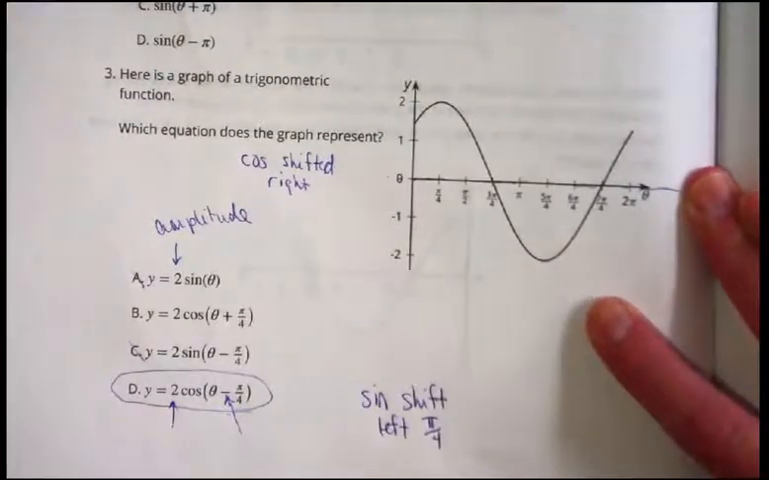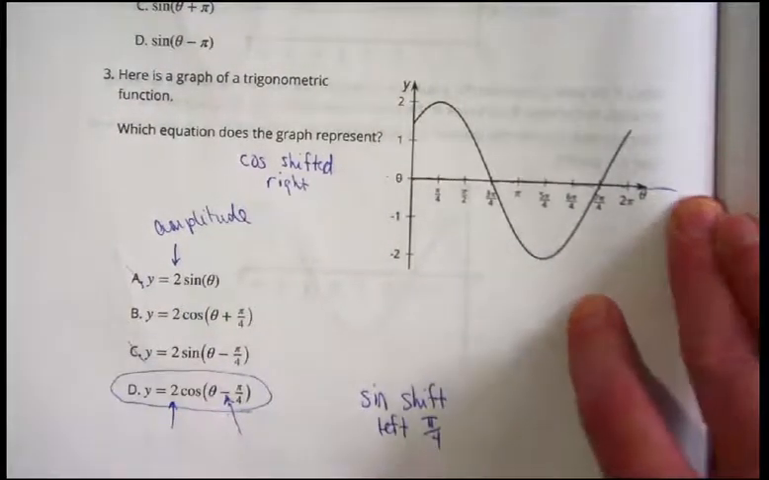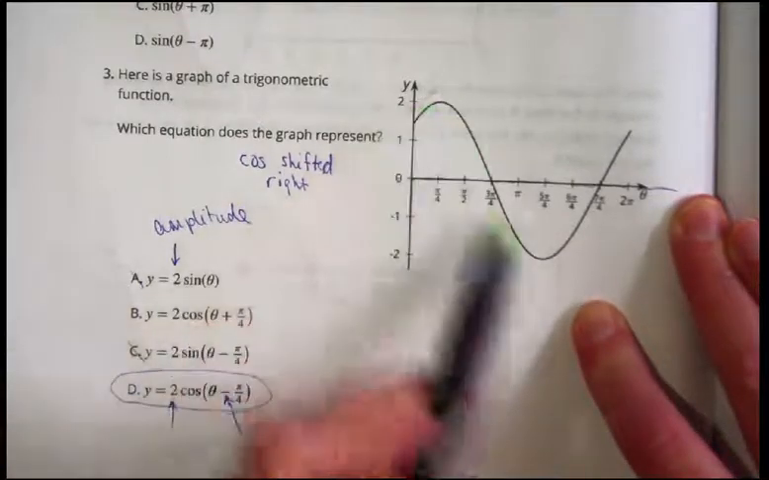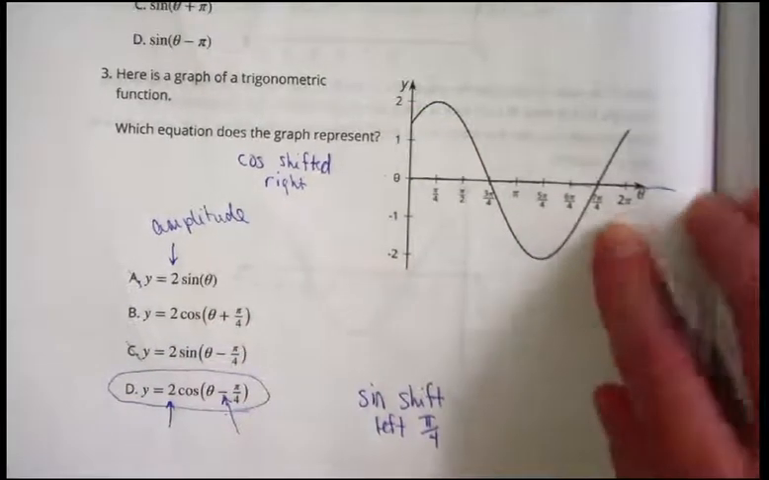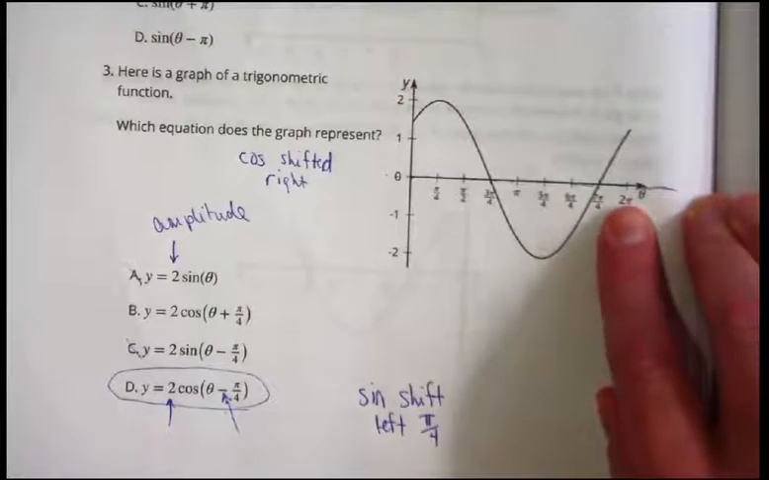Remember, you can also graph each of these on Desmos or on a graphing calculator and see if it matches up. Just set your coordinates so that you're looking at a trig scale of 2 pi.